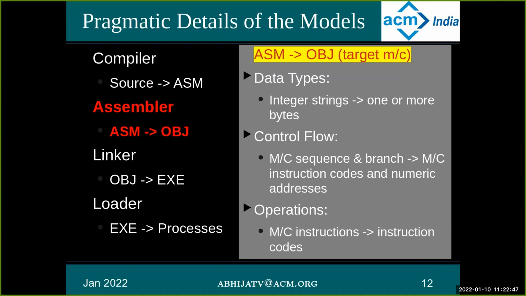In contrast, an assembler is going to perform translation between two thinking levels, the assembly level and the object level. So integer strings need to be converted to one or more bytes. The control flow, machine sequencing and branch needs to be converted to machine instruction opcodes and numeric addresses. And of course, machine instruction mnemonics in assembly need to be converted to instruction codes.